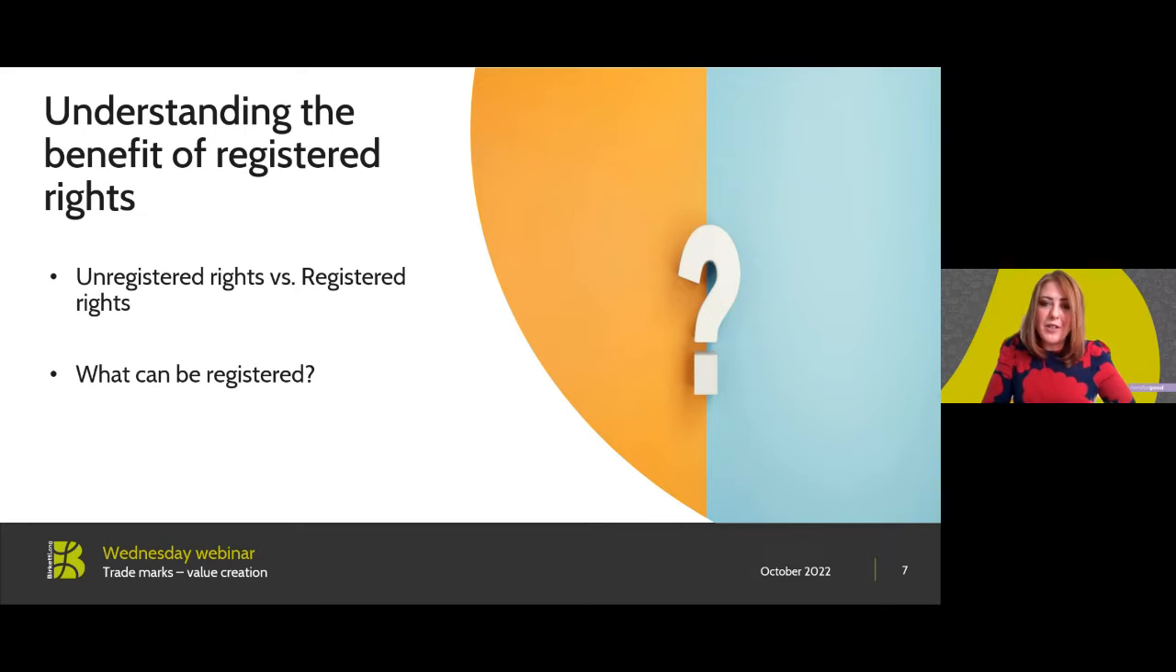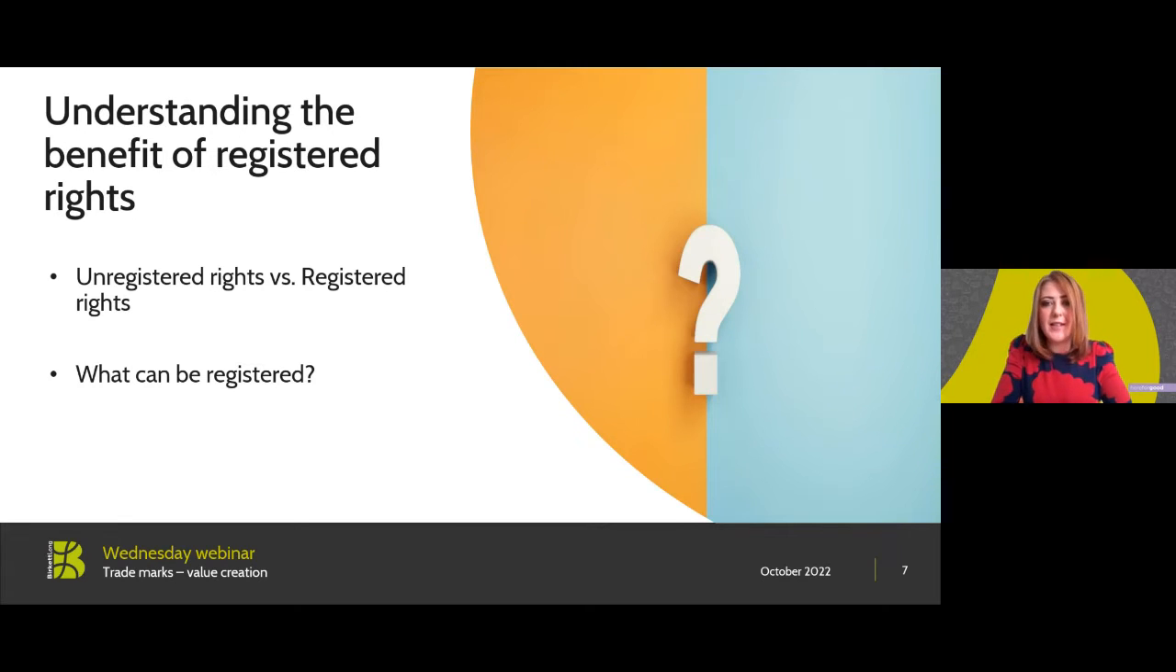So now that I've piqued your interest in the benefits of having a registration in place, you might wonder what can be registered. As I discussed at the very beginning, there are a number of registered rights that can be achieved, and some might surprise you. So I'm just going to go through a short list. So designs can be registered, and designs protect the appearance of a product, not the functionality.